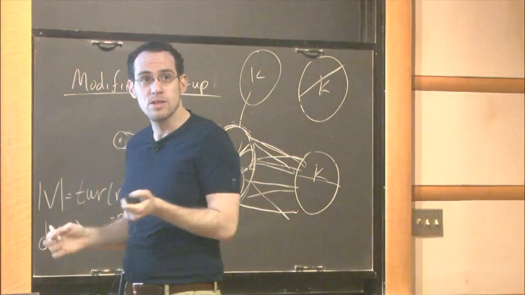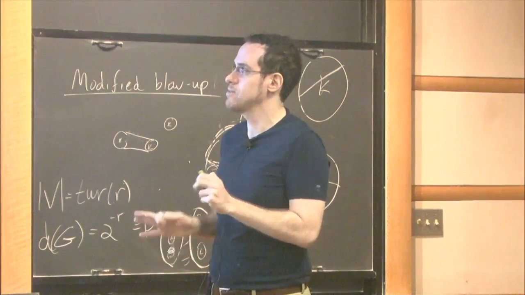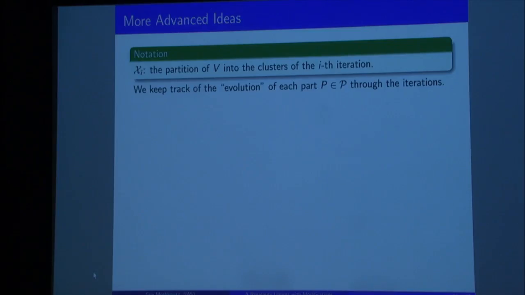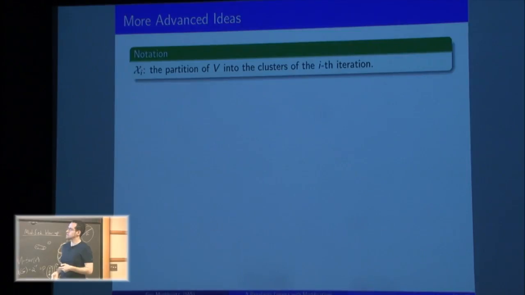So let me give you, in the 5 minutes that I have left, a vague idea of how you approach these complications. Let's denote by calligraphic Xi the partition of the final vertex set of the graph, which is of tower size, into the clusters in the ith partition.